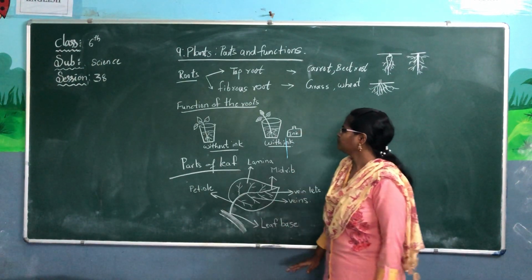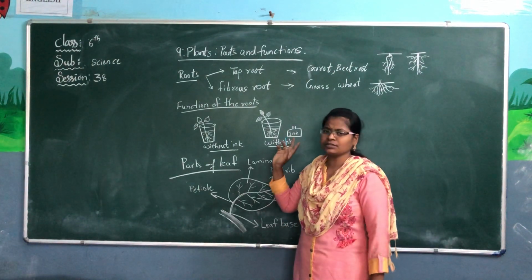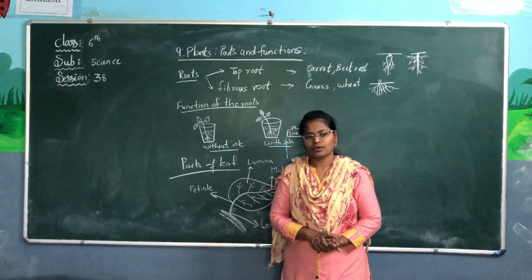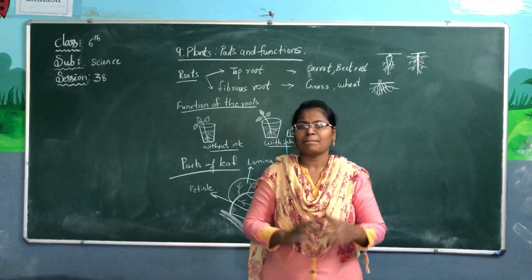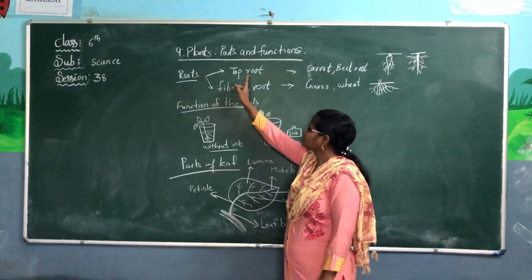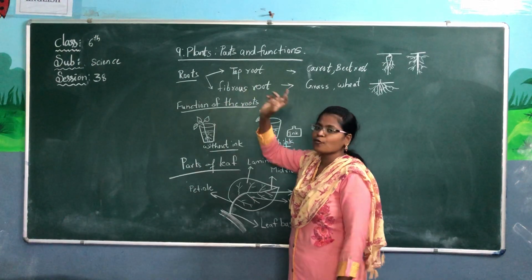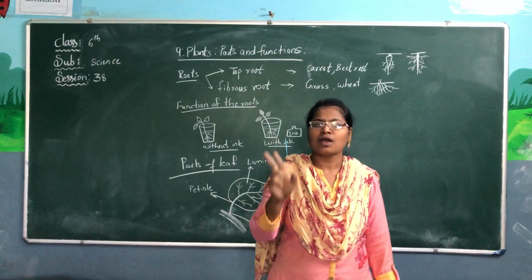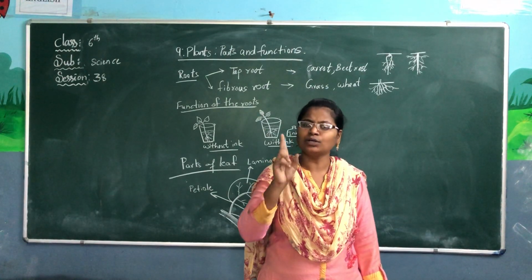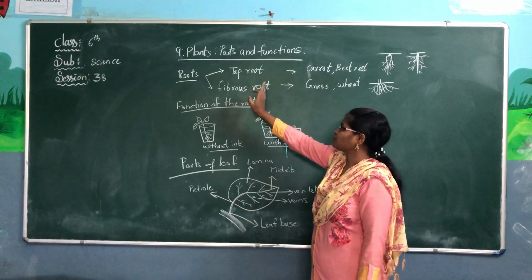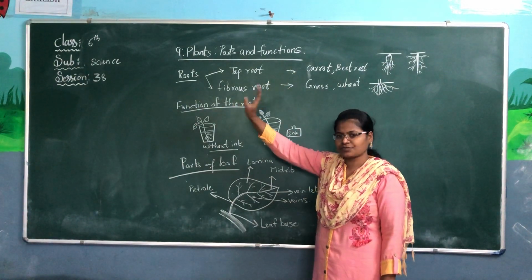Okay, now I have told you the functions. Now there are two types of roots. Plant roots are divided into two types. One is taproot, the other is fibrous root. They are divided into two types. Why are they divided into two types? Because their structure is different.